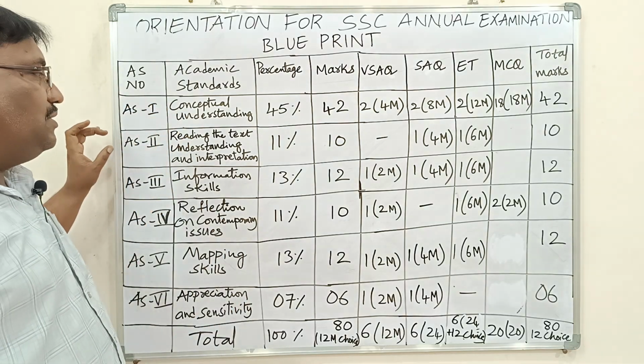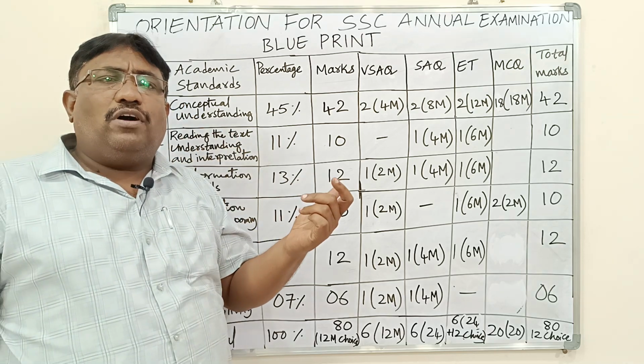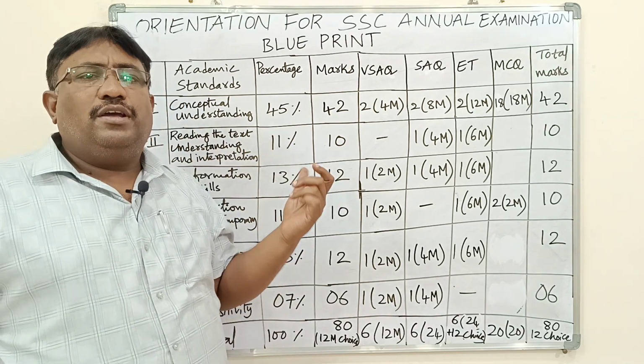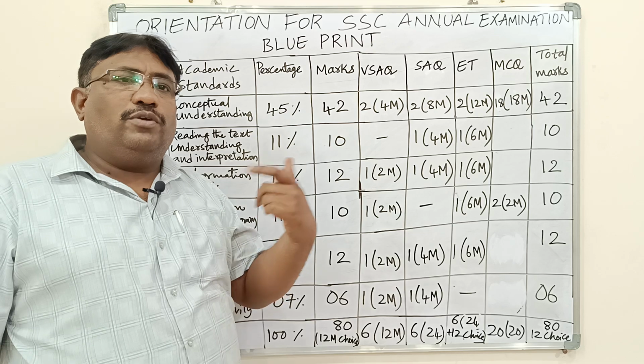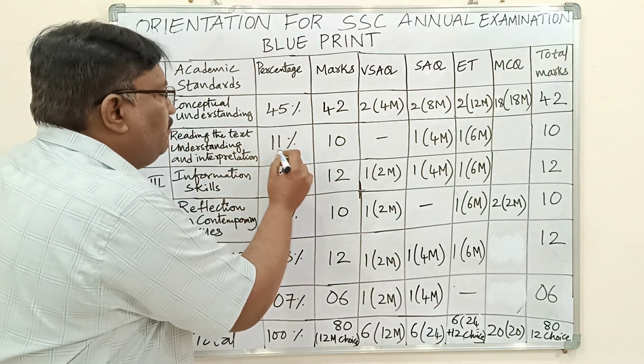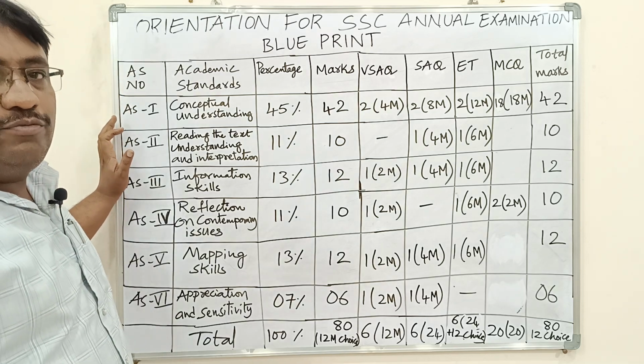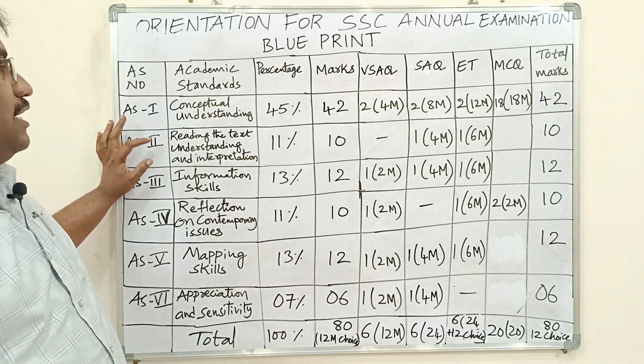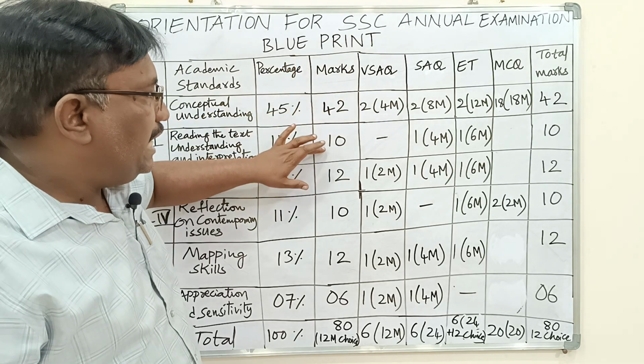This is the second academic standard, and in simple words we call it paragraph interpretation, or commenting on a paragraph, which we are doing from 6th class onwards. So coming to the percentage of the marks, 11% of the question paper will be allocated for this academic standard, and marks wise, 10 marks are there.